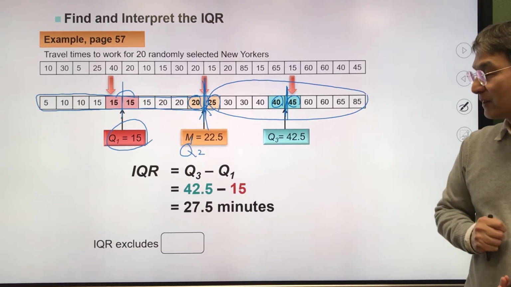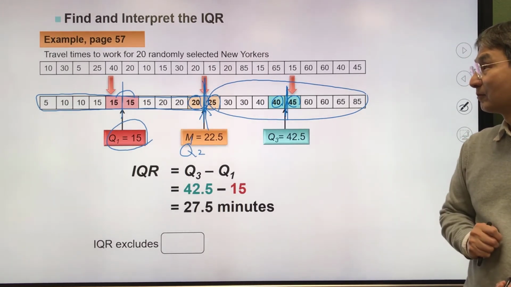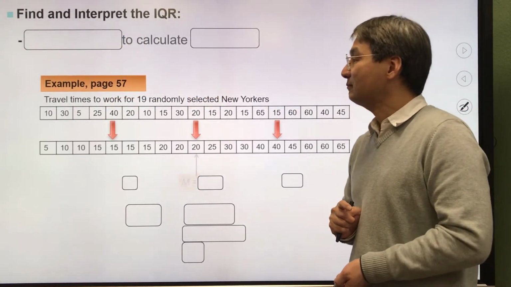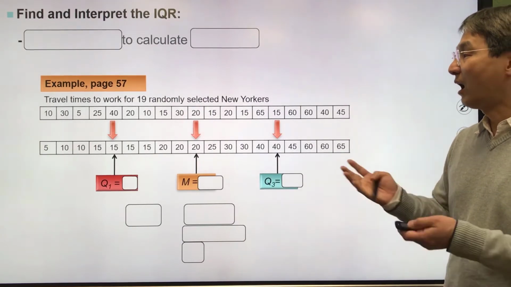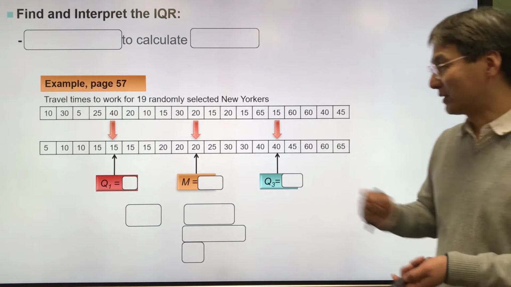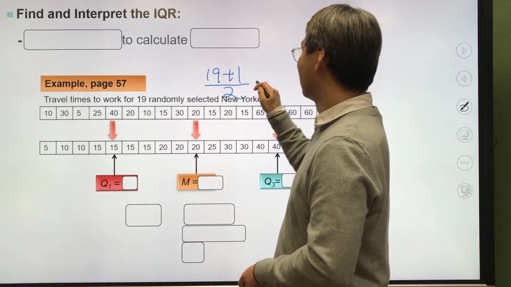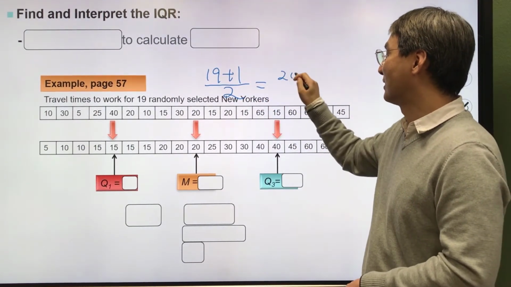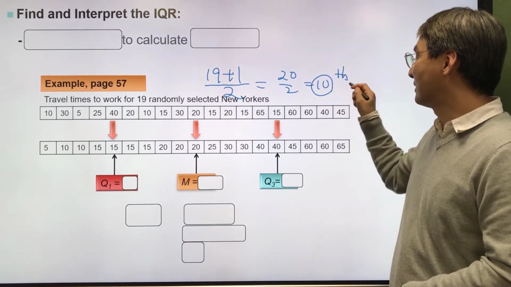The purpose of defining IQR is to define outliers. Let's take one more example. What if we have 19 data points? Then this is easier than the previous one, because 19 plus 1 divided by 2 is 20 divided by 2, which is 10. The 10th data point is the median.